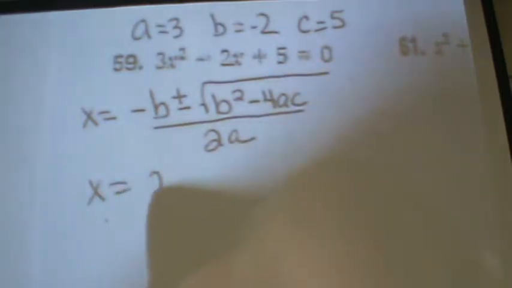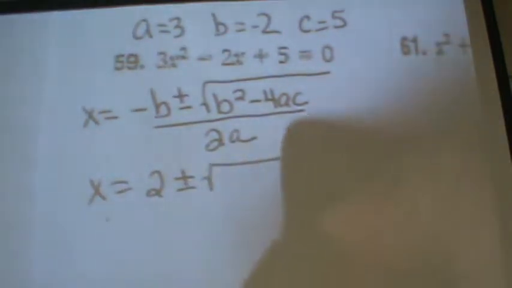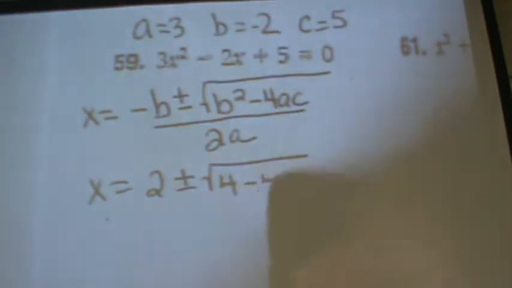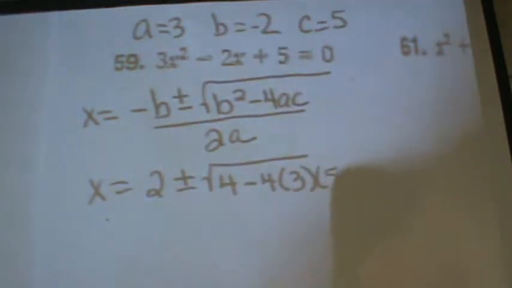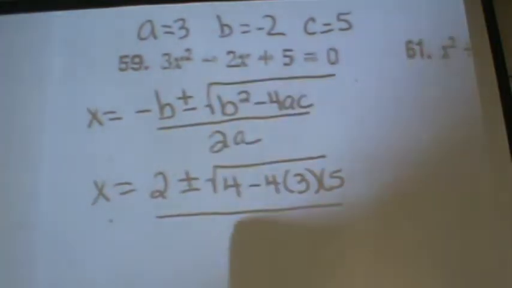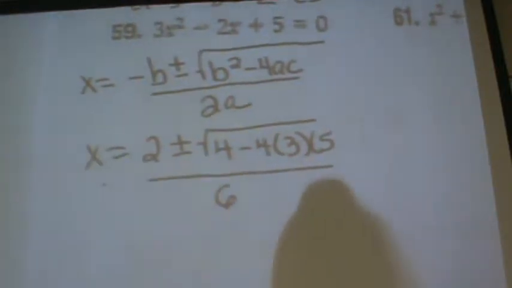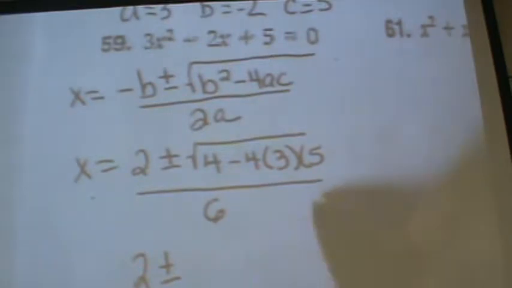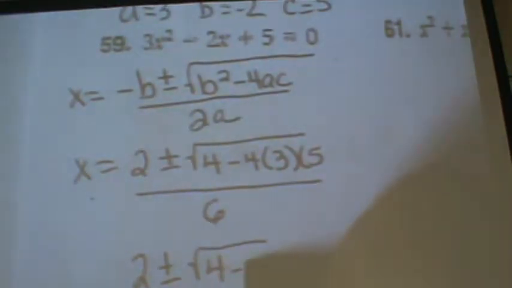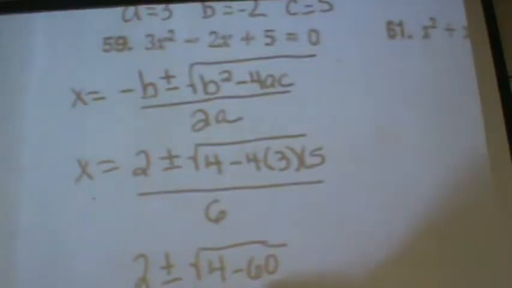So if B is negative 2, you've got the opposite of that, which is 2, plus or minus negative 2 squared is 4, minus 4 times 3 times 5. All over 2 times 3, which is 6. So what we have here is going to be a negative. This is going to be 15 times 4 is 60. So it's 4 minus 60 all over 6.